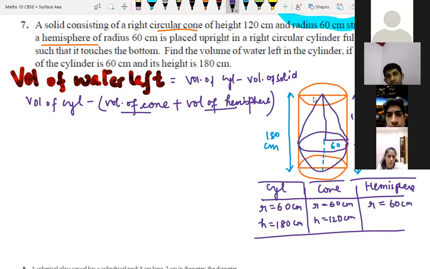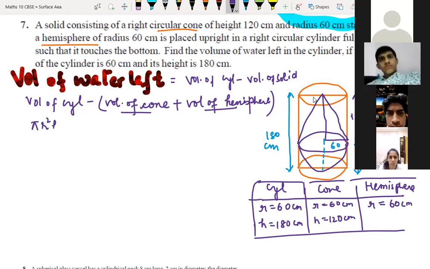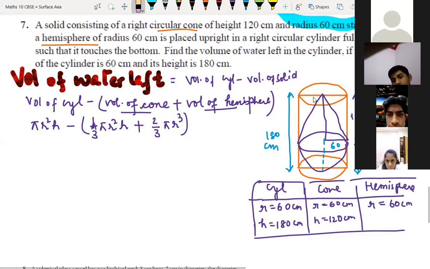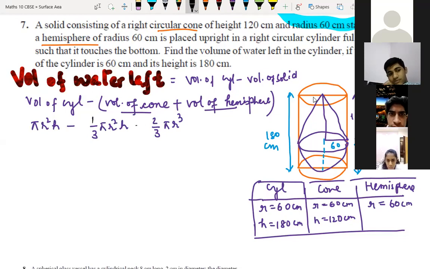So this is clear now. Volume of cylinder is pi r square h, minus volume of cone, 1 by 3 pi r square h, plus volume of hemisphere, 2 by 3 pi r cube. So now, children, we just remove this bracket. I'll remove the bracket and write minus 1 by 3 pi r square h. Can we do like this?